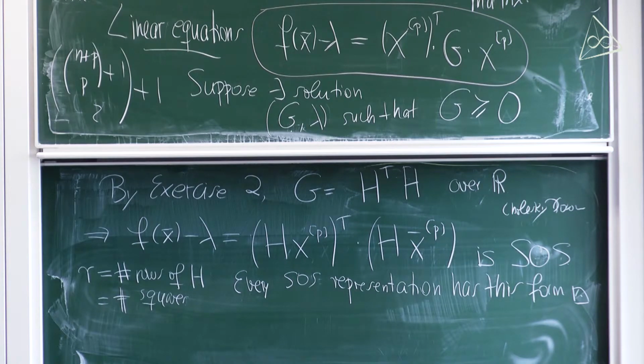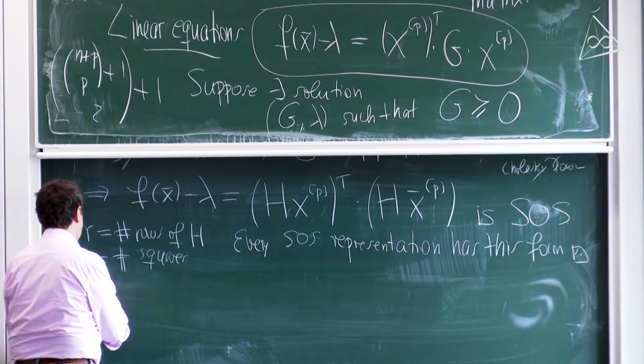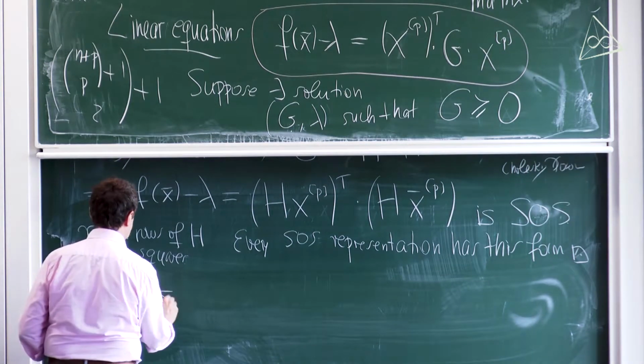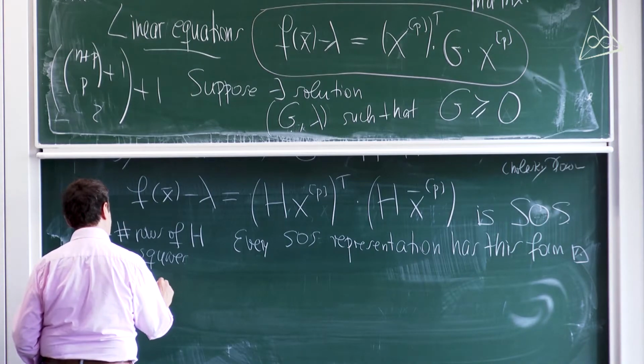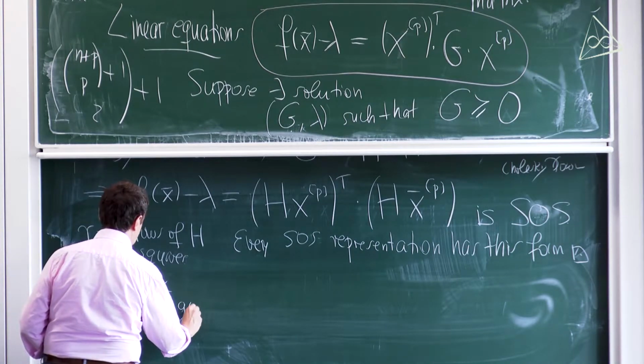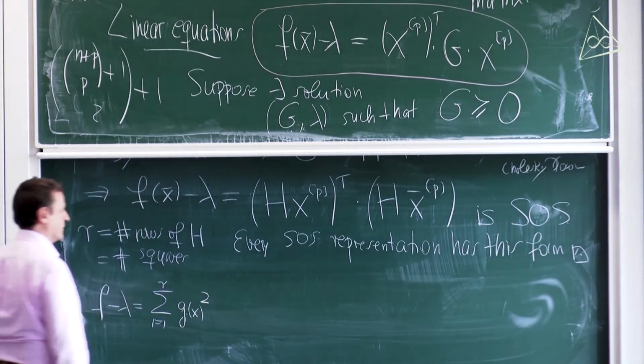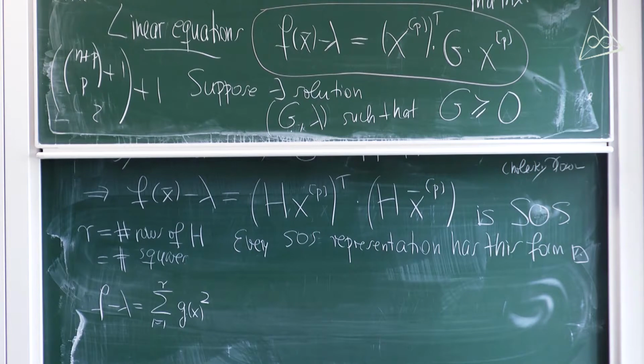My question was, if f minus lambda is a sum of squares, why can I find H? Okay, so if f minus lambda is a sum of squares, let me write this down. I tried to say this, but I didn't say it very well. So if f minus lambda is a sum of squares, the sum over i from 1 up to r of g_i of x squared, okay? Each g_i is a polynomial of degree at most p. You agree? Yes. Okay.